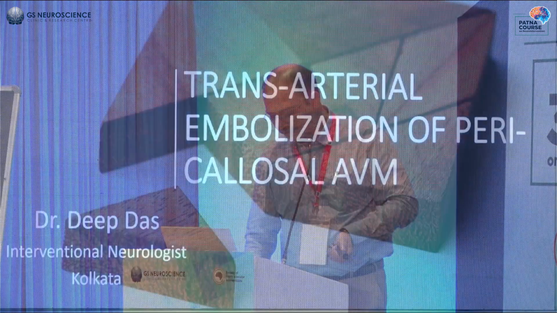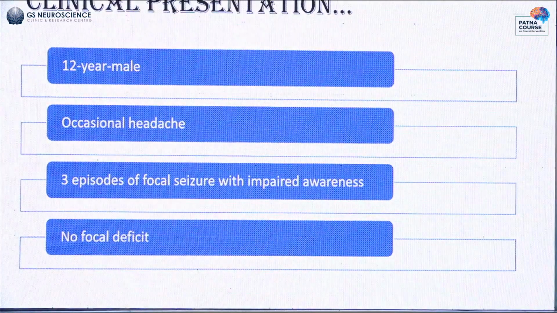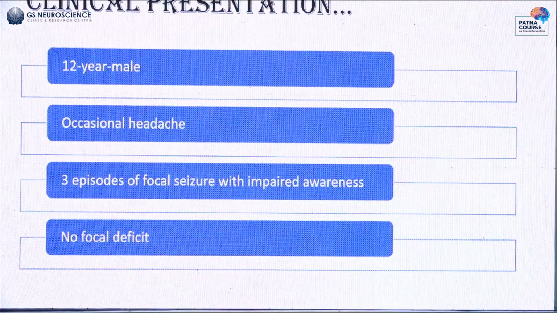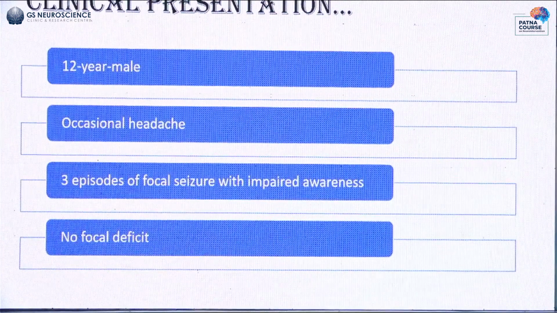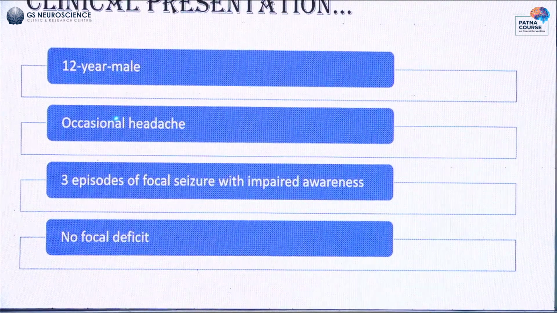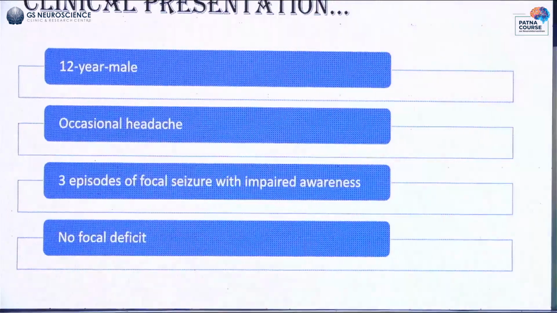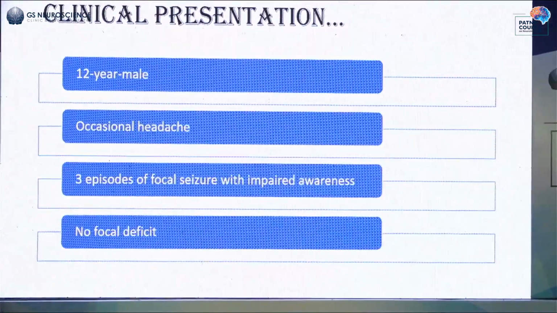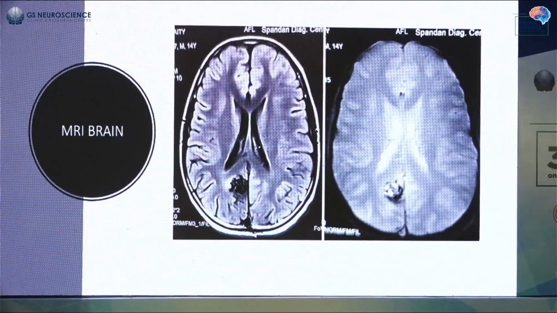So this is one example where we have used glue. The first thing is that it is not about your choice of materials and one-shot solution for every AVM or every malformation. We have to understand what we are dealing with. This is a 12-year-old male with occasional headache, 3 episodes of focal seizure with impaired awareness, and no focal deficit. He presented to us with this lesion.